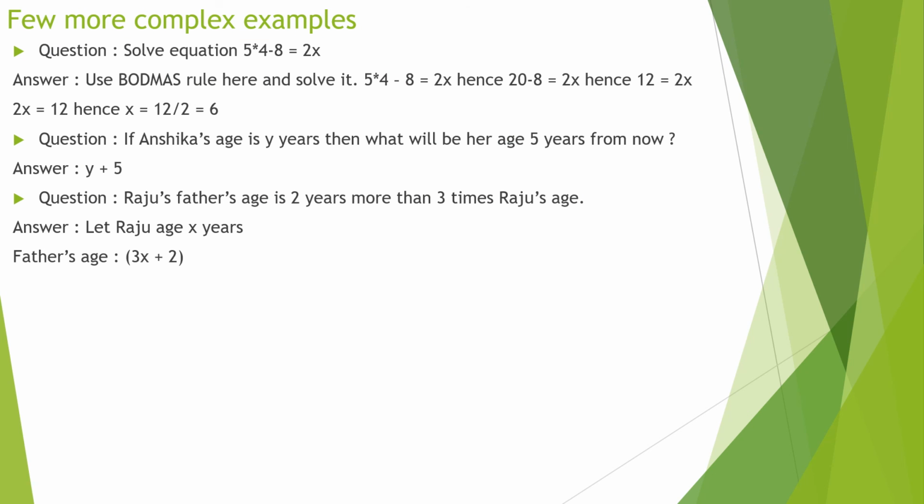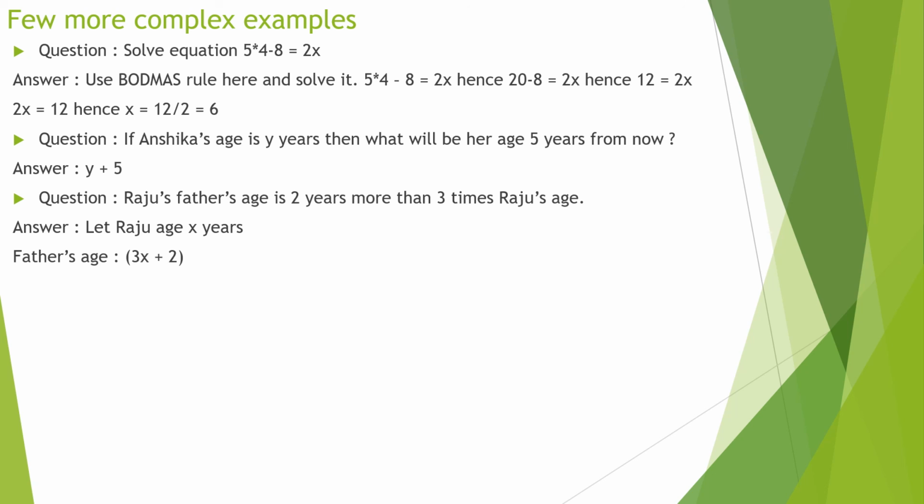Some more questions, complex examples. Let's say this is the equation: 5 into 4 minus 8 equal to 2x. On the left hand side we have two signs, multiplication and minus. So which sign do we have to solve first? We have to take the help of the BODMAS rule.